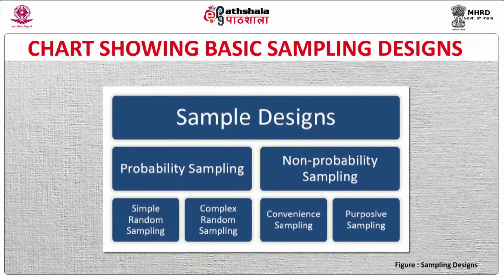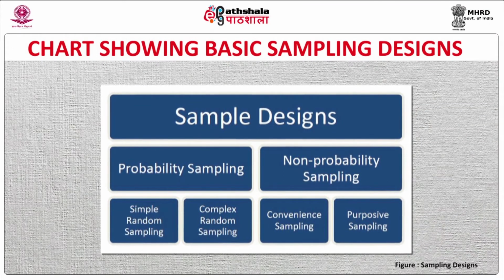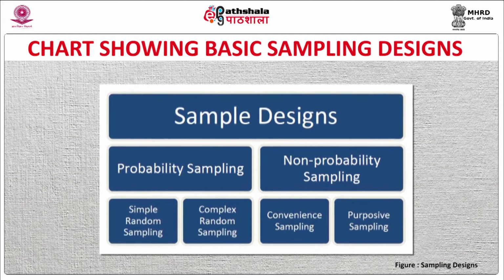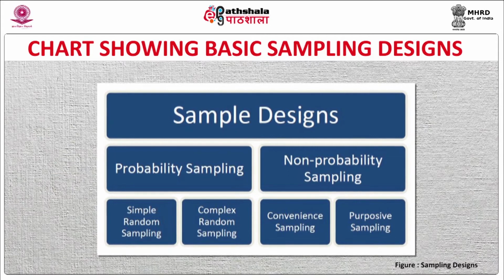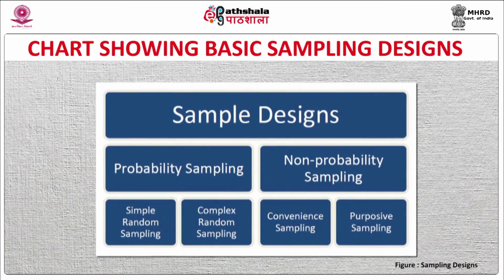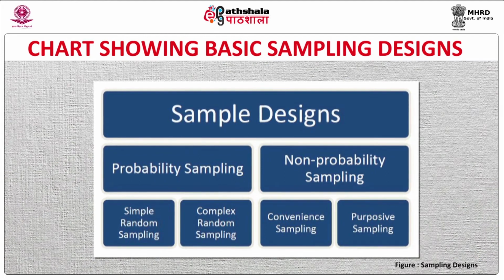And the probability sampling refers to? It refers to that kind of sampling in which the selection of units of the population is done on a random basis. The chart on your screen illustrates the sample designs as explained further. In this chart, both types of sampling are presented. As you can see in this chart, there are two types of sampling, that is probability and non-probability sampling.